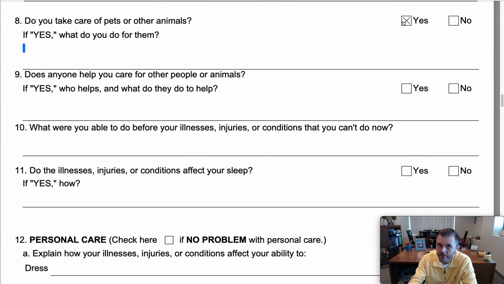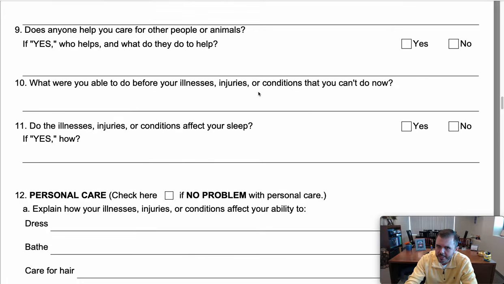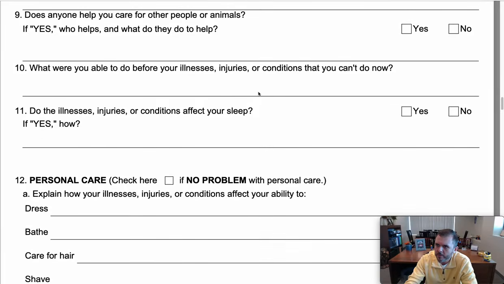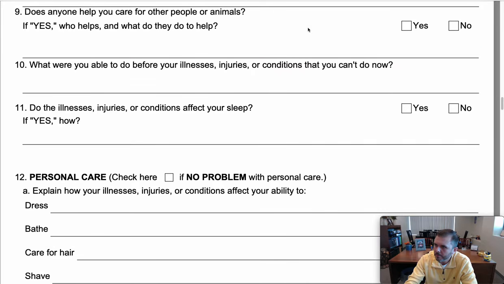If you have large animals or special breeds or an alligator or something like that, you may want to call me, but otherwise, usually it's okay. Question 9, does anyone help you take care of other people or animals? Well, I would say it's okay to check yes if that's the case, if that's the truth.